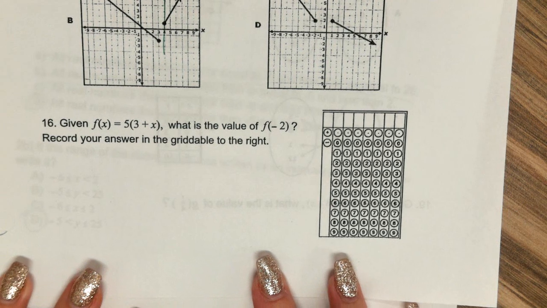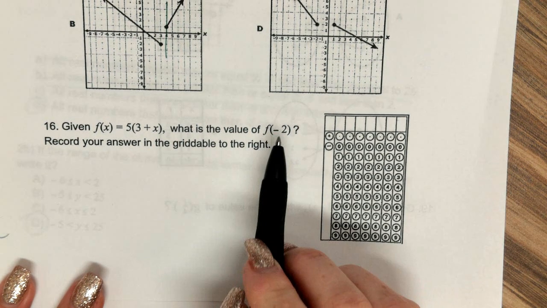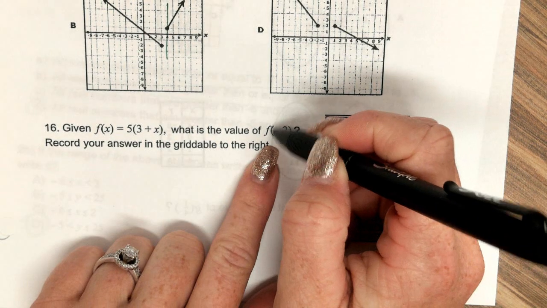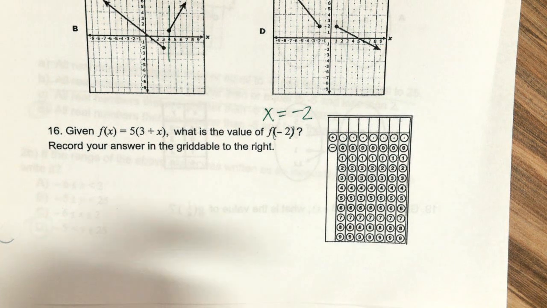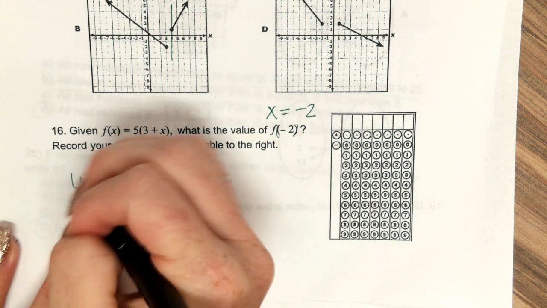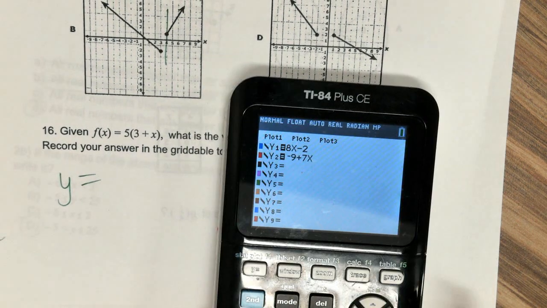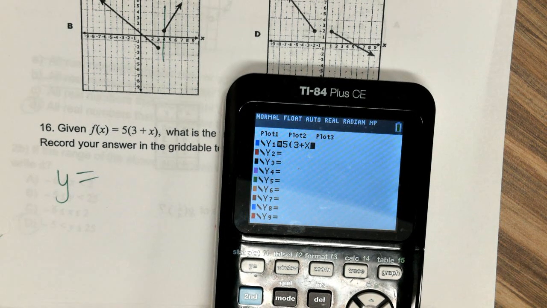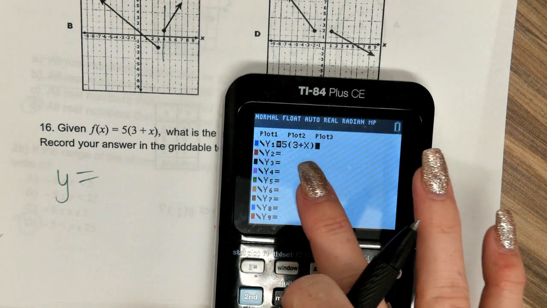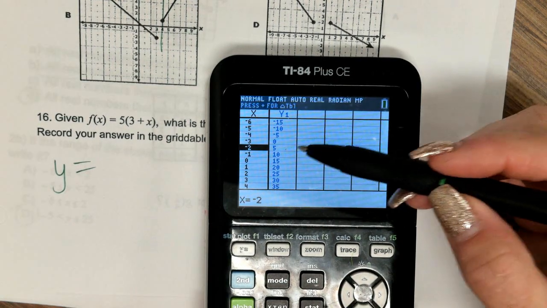Number 16. Given f of x equals this, what is the value of f of -2? When it has it in parentheses, they're saying x is -2. So you're just plugging -2 in. You can use your y equals button if you want to. So if I go to y equals and I type in 5 open parentheses 3 plus x close parentheses, make sure I typed it correct, then go to second graph. I'm looking when x is -2, what is y?